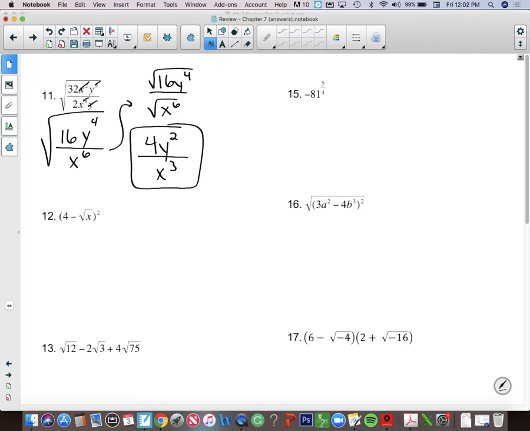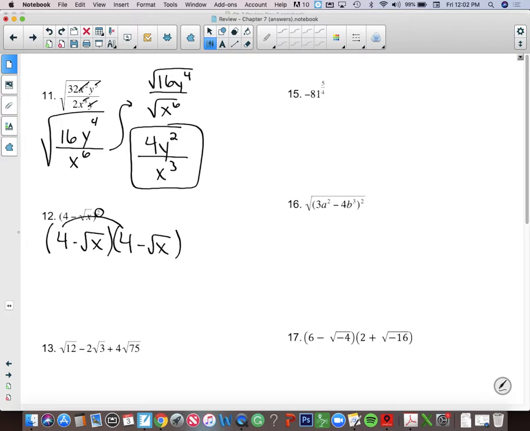For 15, actually we'll go down to 11, or 12 here, excuse me. So we'll kind of work 12, then it'll bounce up to 15. So 12, we got a square, so we're going to have 4 minus square root of x squared, so we have to write that out twice, and then we FOIL it out. Okay?